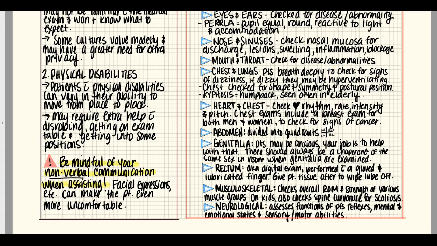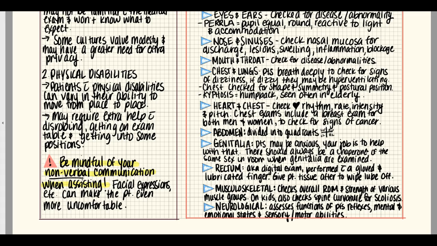If the patient is dizzy, then they may be hyperventilating. The chest is going to be checked for shape and symmetry and their postural position. If the patient has kyphosis, that is humpback, we often see that in elderly patients where they start to hunch over. Heart and chest are checked as well.